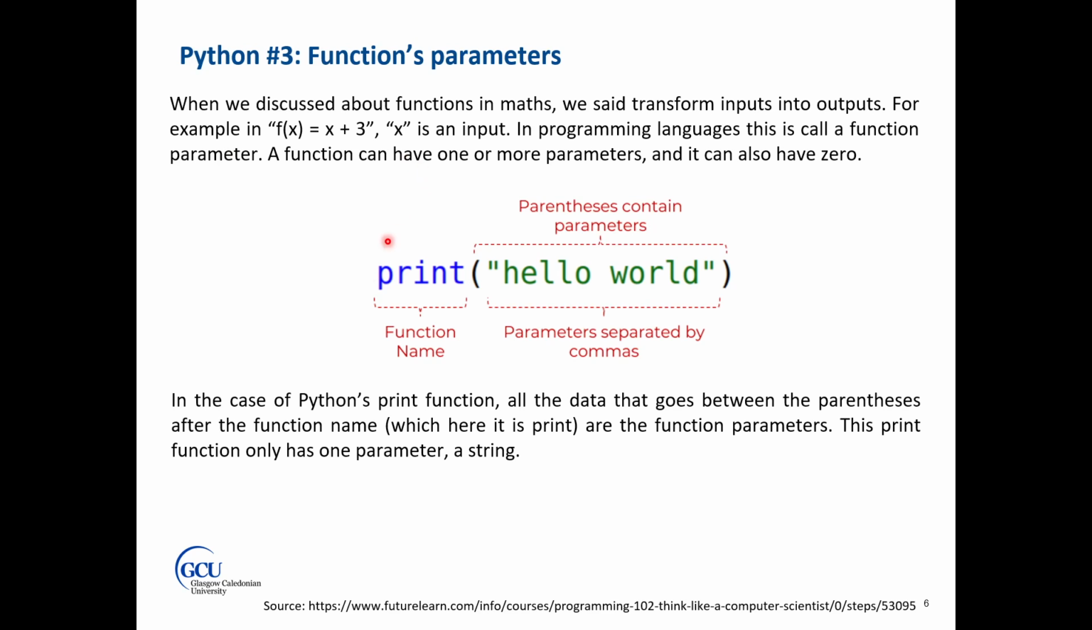So for example, when you invoke the print function in Python, you need to first type the name, and then you need to type parentheses, opening and closing. And then between these parentheses, you are going to put the parameters of this function, which in this case is going to be the string hello world. In this case, it only has one parameter, which is this string, but you can actually invoke print without anything, I think, and it's not going to print anything.